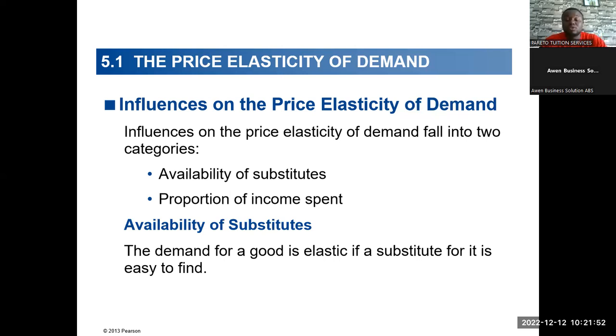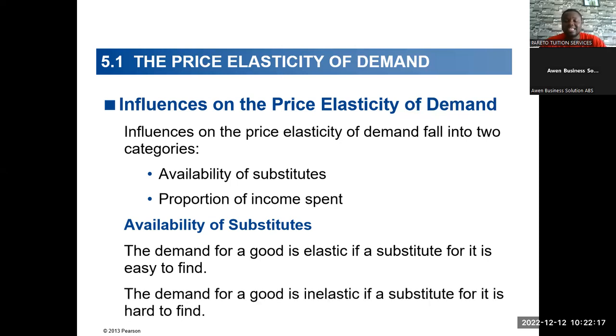What about if the good has no substitute? If the good has no substitute, then it doesn't matter whether there's a change in price or not. We still have to buy the good. We need the good, and we can't substitute it for any other good. So goods with substitutes tend to be more elastic. If you can easily find a substitute, the demand for that good tends to be more elastic. But if you don't have any substitute, then the demand for that good will be inelastic. You'll be less sensitive. Even if there's a change in price, consumers won't change demand much. Are we together? Okay.